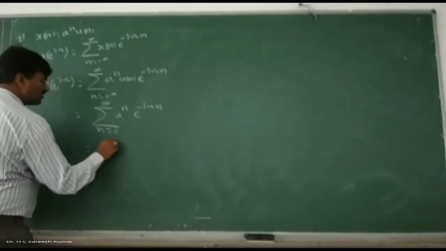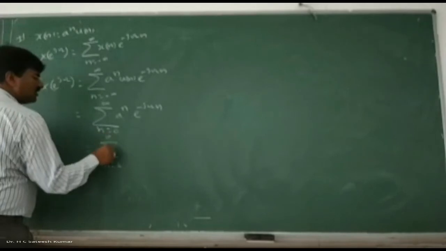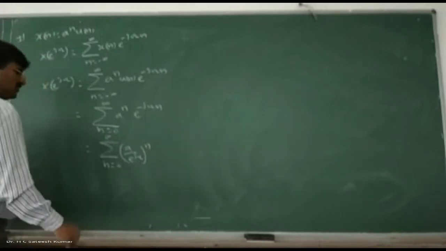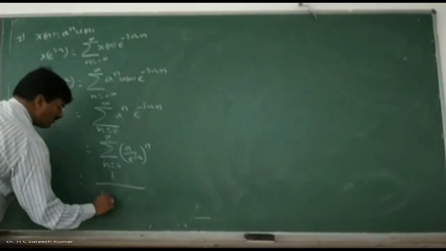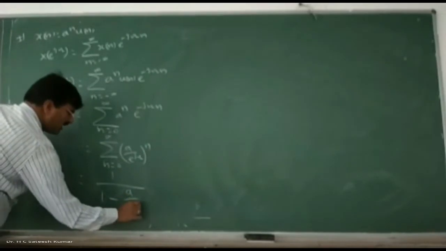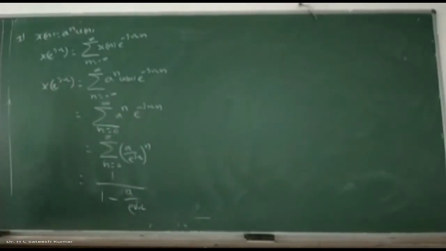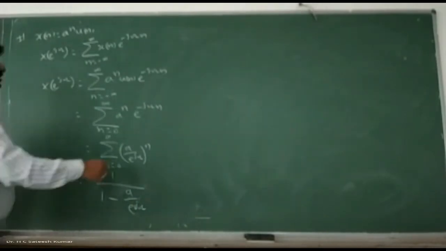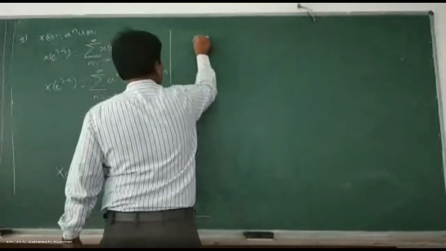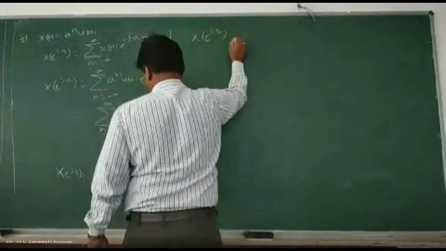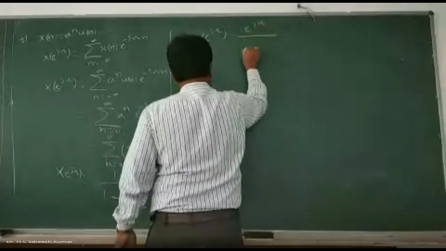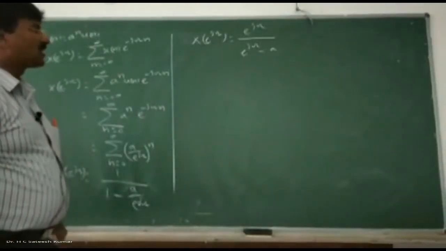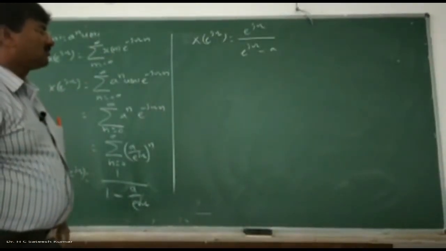So this can be written as summation n varies from 0 to infinity, a by e to the power of j omega whole power n, which is nothing but 1 divided by 1 minus a by e to the power of j omega, by the identity we have. So this is your X of e to the power of j omega, and this can be written as e to the power of j omega divided by e to the power of j omega minus a. So find the magnitude of it. Okay, right? So this is nothing but equal to what?